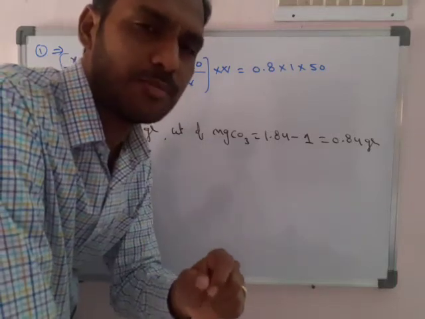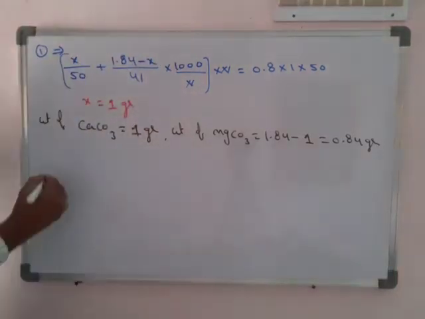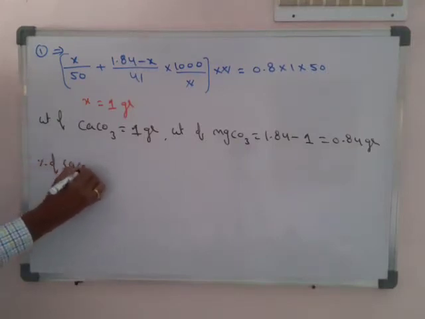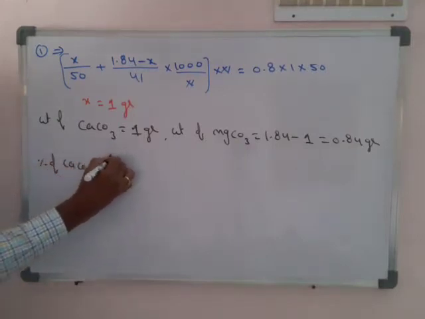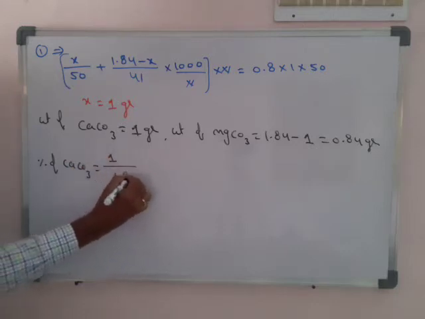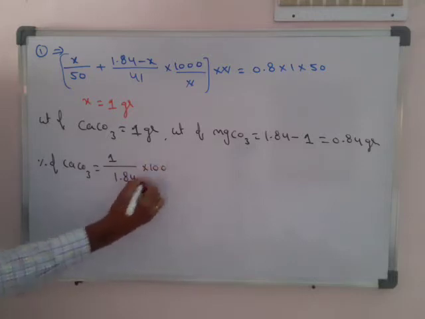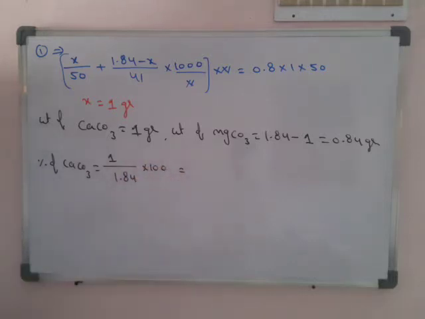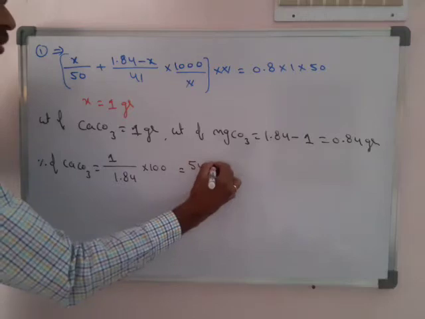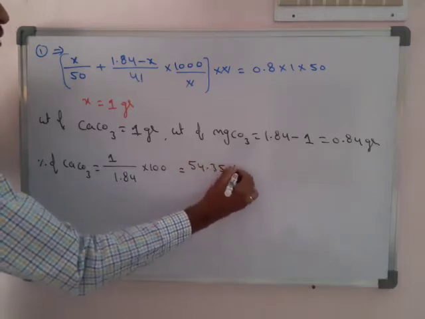Now we need it in terms of percentage, so the percentage of CaCO3 is weight of CaCO3 by total weight into 100. So how much we will get? Approximately 54.35. Here we are writing the direct calculation. You have to calculate.